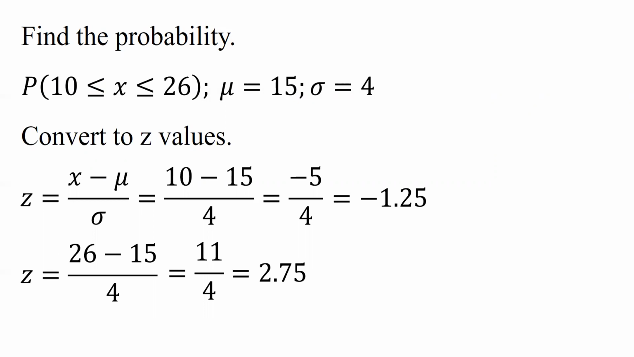So we're going to change this probability and ask it in a different way. Instead of asking for the probability we're between 10 and 26, those raw values, we're going to ask, what's the probability you're between -1.25 standard deviations below the mean and positive 2.75 standard deviations above the mean. That's what we're going to figure out using those tables.